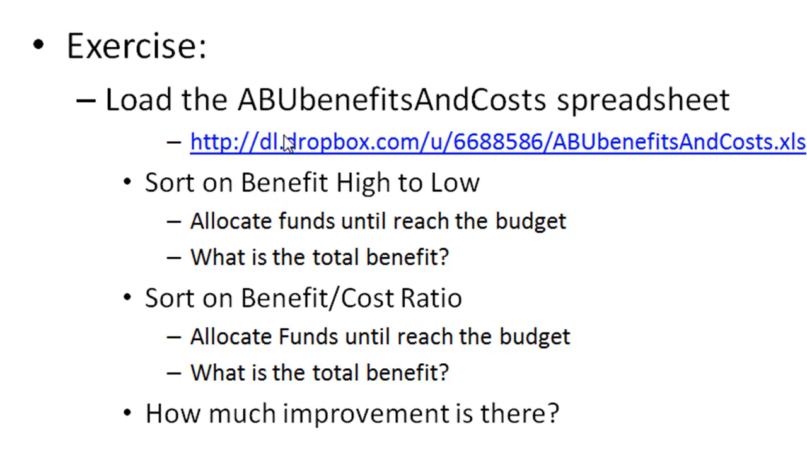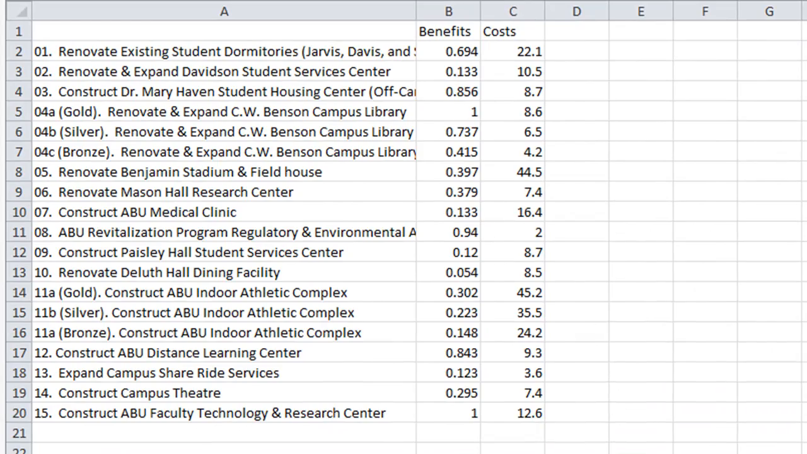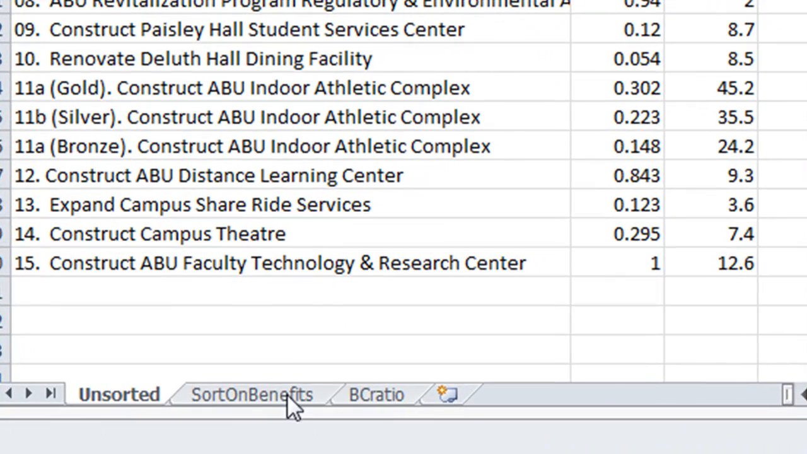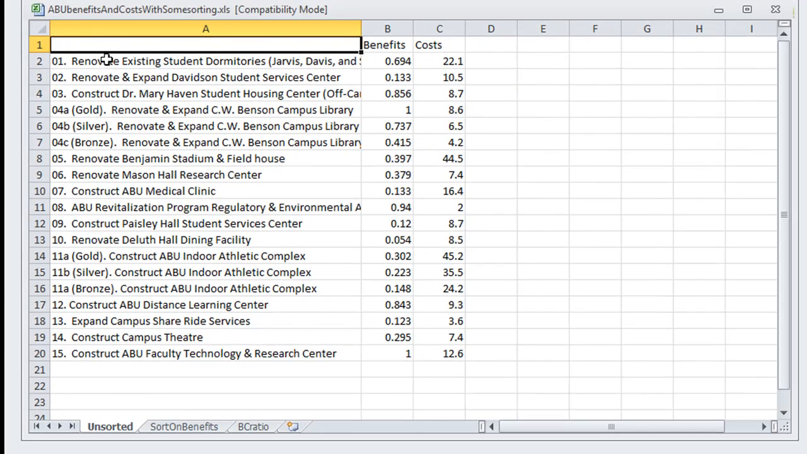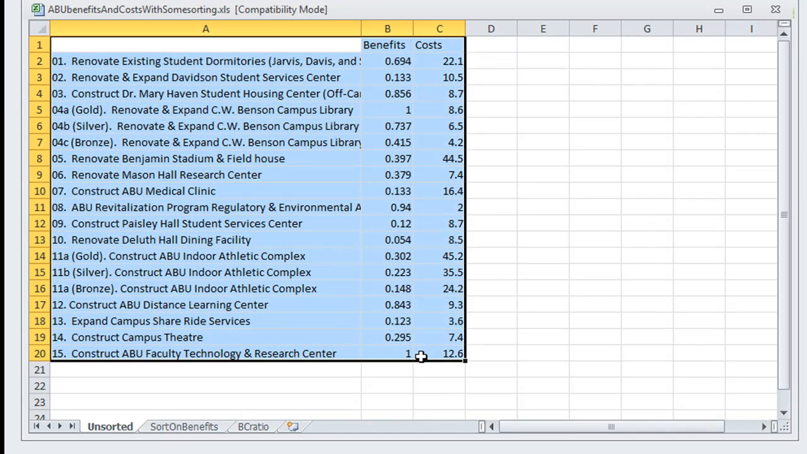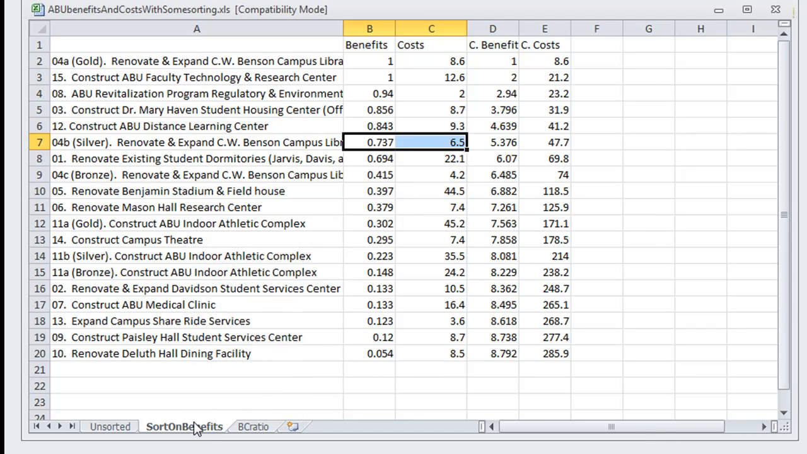So to follow along, load this spreadsheet by clicking on this link, and we'll be doing these particular exercises. And what I've done here is that I added in two other tabs, one called Sort on Benefits, one called Benefit Cost Ratio. So the information you're given initially consists of this sheet. You can then select everything, do Control-C, right-click, and say Insert a new worksheet and rename it. I rename it to Sort on Benefits.